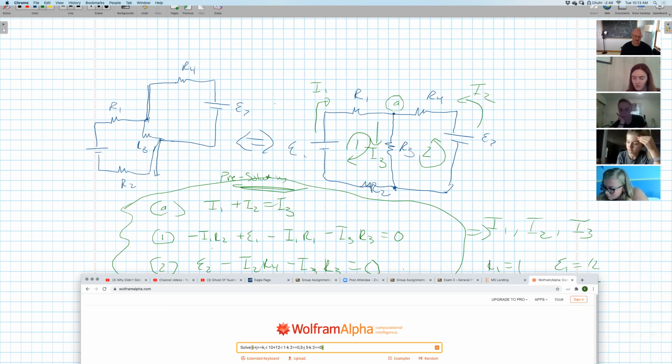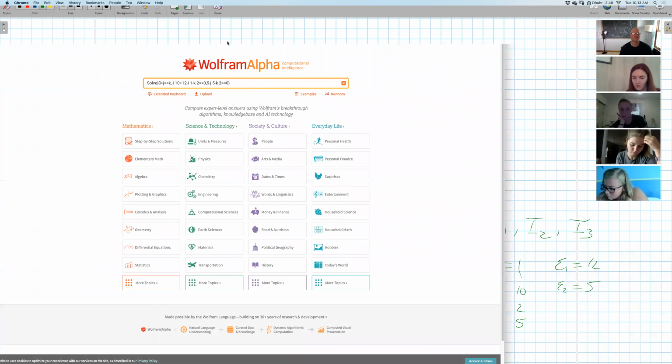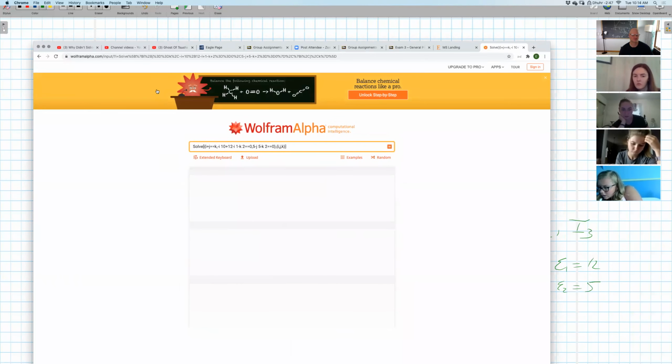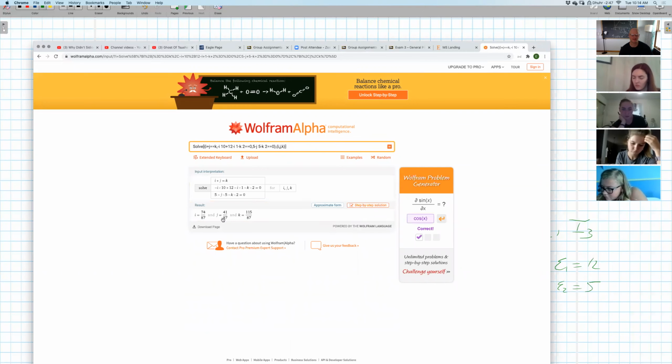Once you input that, you put in another curly bracket to close. After that, do a comma, curly brackets, I, comma, J, comma, K. That's saying what it is that you want to solve. The way you're reading this is it's saying solve these three equations for these parameters I, J, K. And then you just hit enter. That brings up the three equations and tells you your answers. I1 should be 74 over 87, I2 should be 41 over 87, and K should be 115 over 87.